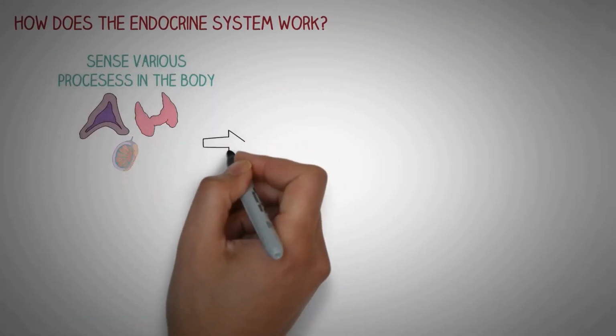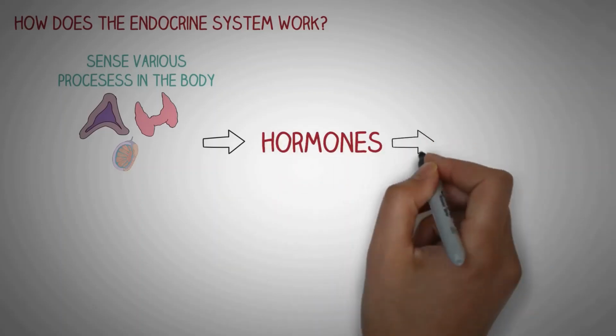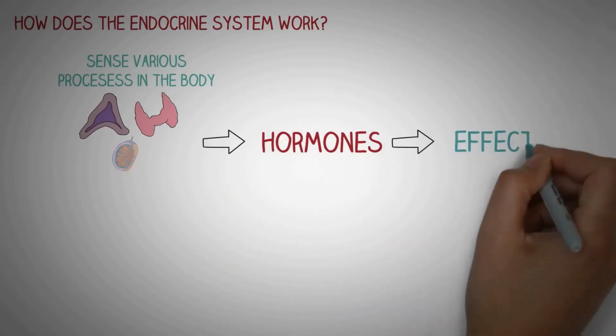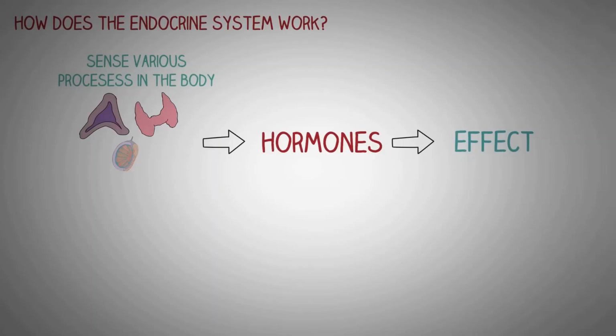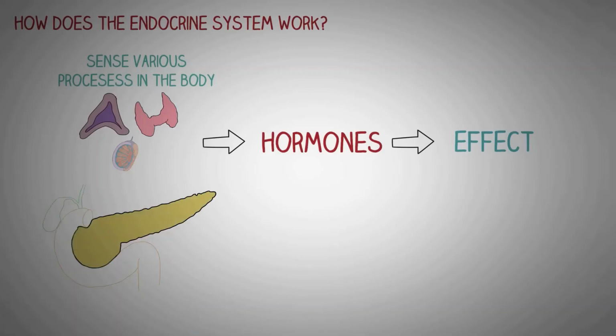So we have various endocrine glands which are able to sense various processes of the body. These glands secrete hormones which act as chemical messengers that are then distributed to the whole of the body through the bloodstream to initiate a specific effect.